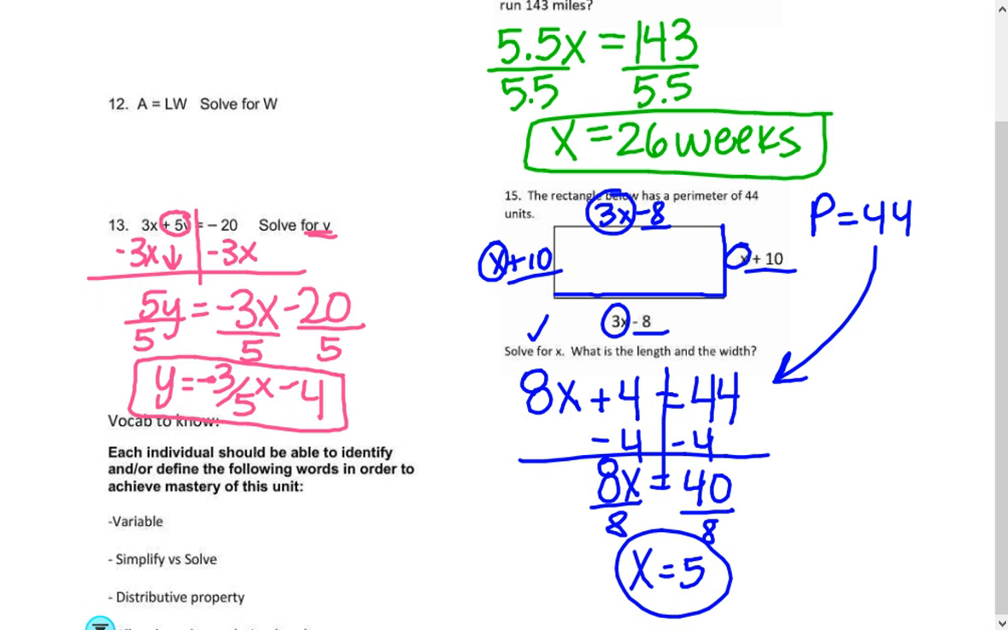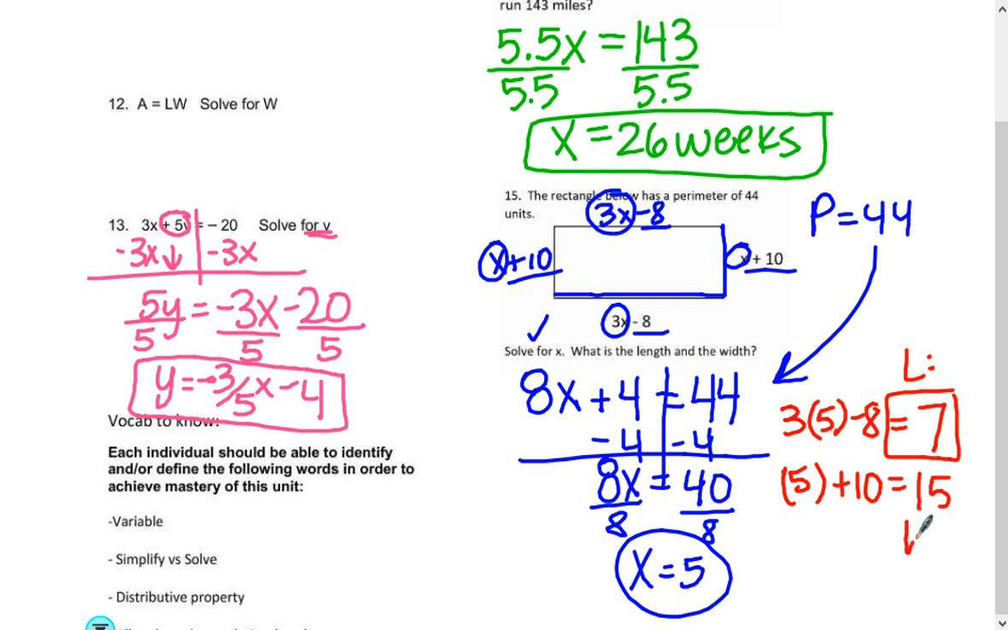So remember, whenever it wants us to specifically find those things, we need to take them and plug them back in for x. So the length is 3 times x, which x is 5, minus 8. 3 times 5 is 15. 15 minus 8 is 7. And that would be my length. My width is x plus 10. So x plus 10, which is 15. And that would be my width.